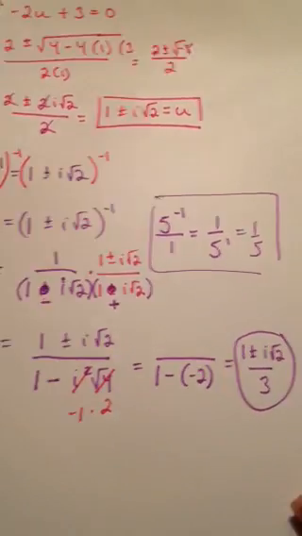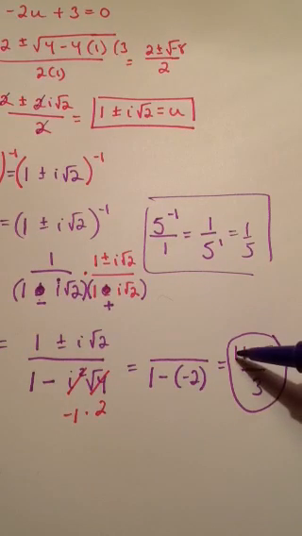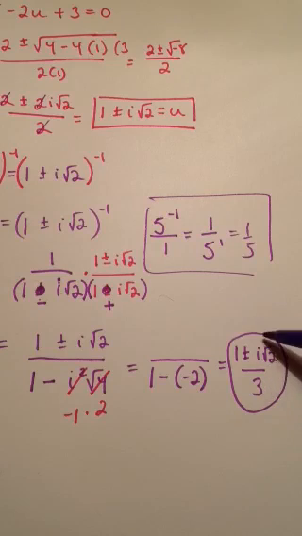I know in the back of the book, your book separates this into 1/3 plus or minus i root 2 over 3, but actually this is a more proper form to keep it over just one single denominator. So that's a little neater answer than the back of the book, actually.